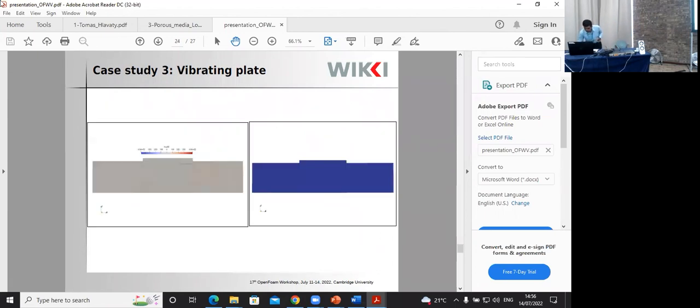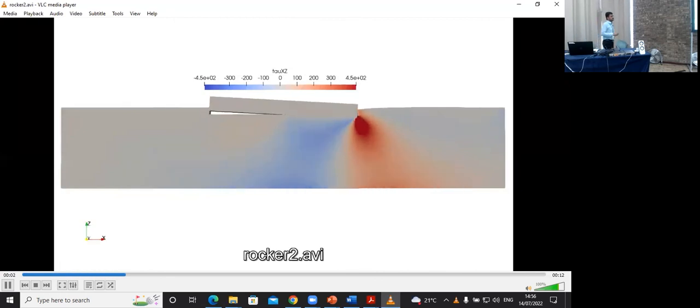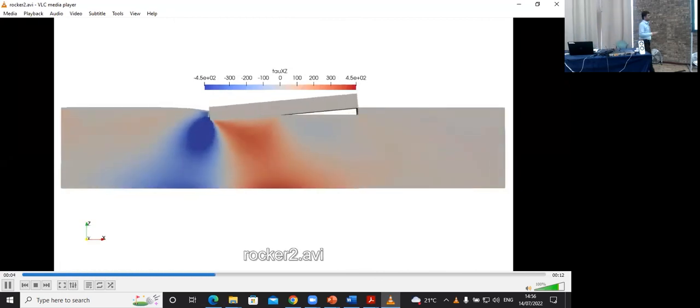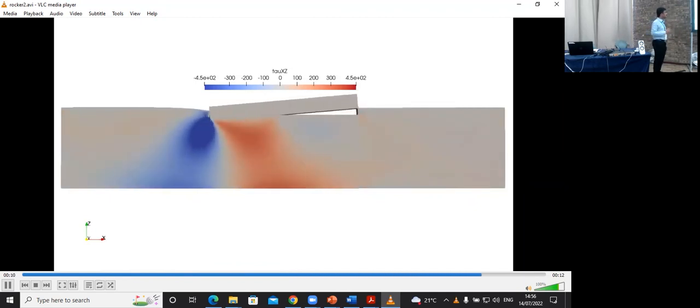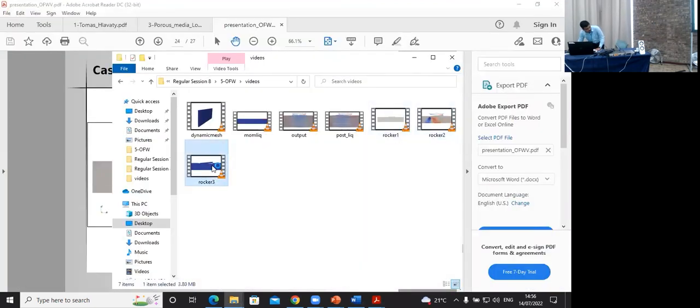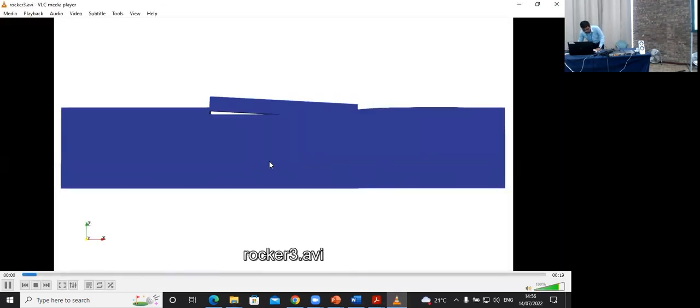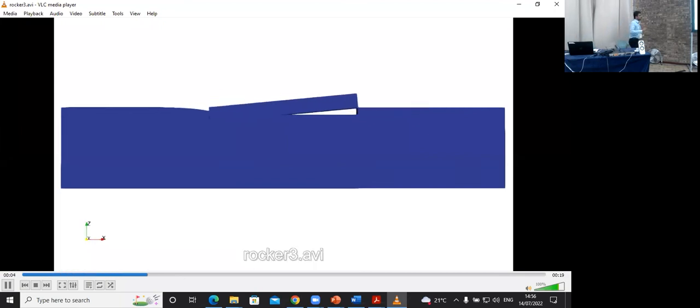And here are the results. This is the shear stress. You can see that whenever there is a motion, the shear stress is high at the corners of the vibrating plate. And since the shear stress is very high at the corners of the vibrating plate, the liquefaction also starts from there. So this is the one for liquefaction, and then the blue region is the solid.